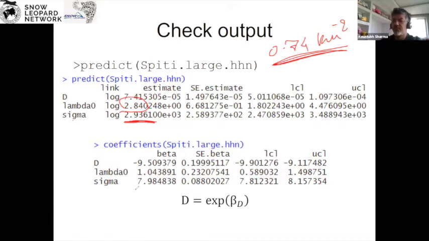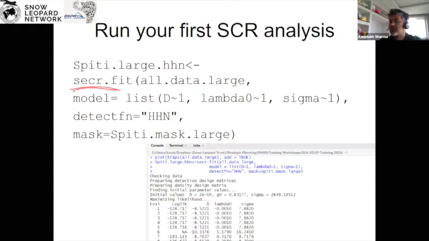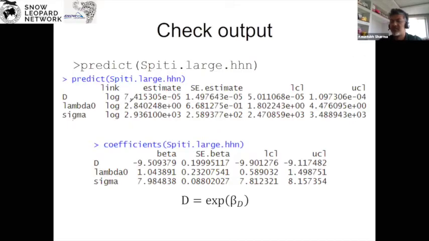Right, so this is the first way of estimating. Now, based on this function, predict for my Spiti large.hhn, which is the SCCR fit model that I have run a couple of slides before. Over here, there we go. I use SCCR.fit, and the output was saved as Spiti large.hhn. The output here looks like a reasonable estimate of what we actually came up with.